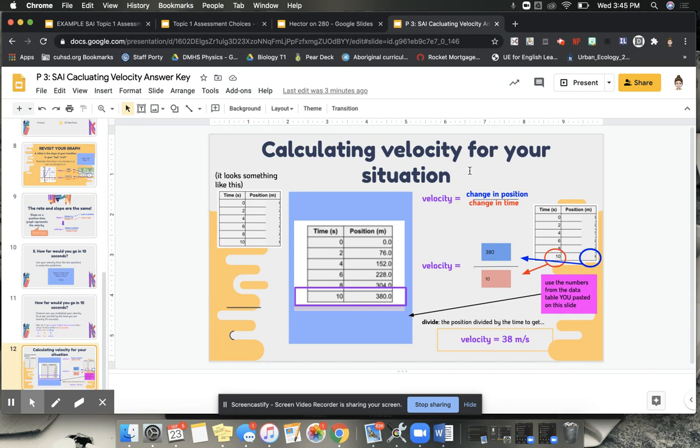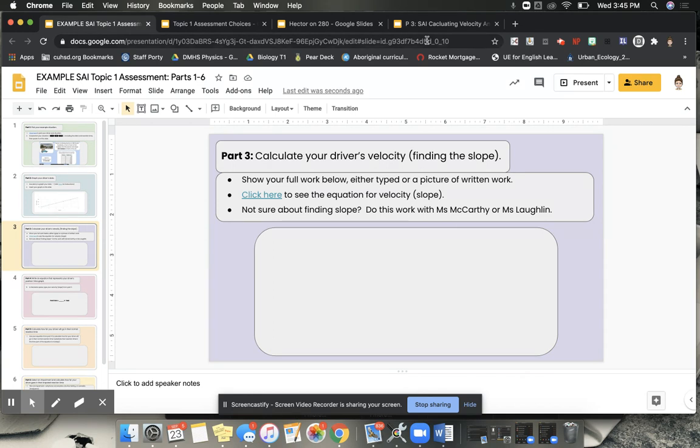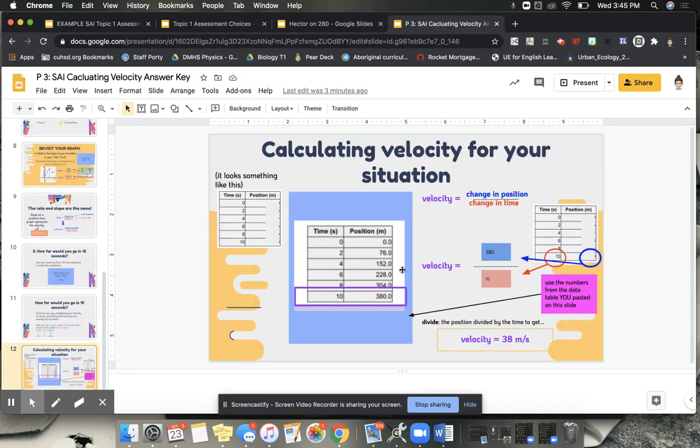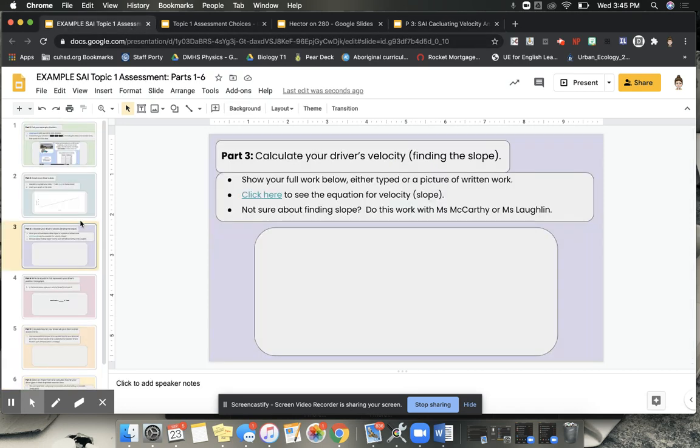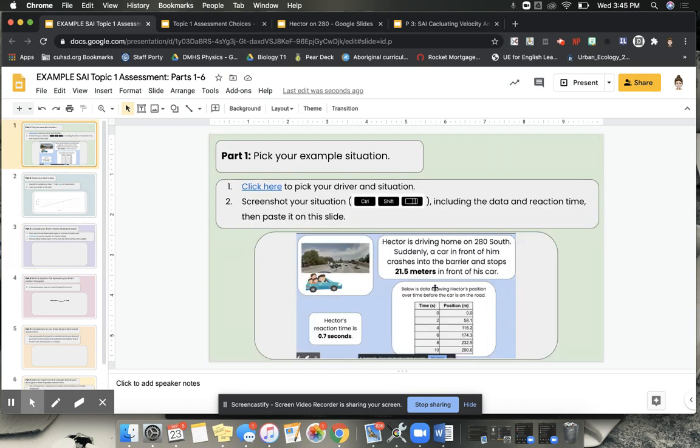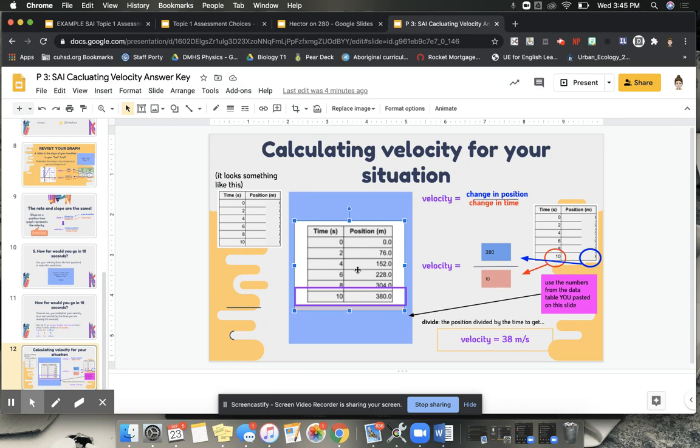Slide 12 is where we're calculating the velocity for our specific situation. I would like to note that this data table that I worked with on this slide is different than the example that I'm presenting to you here in this video. However, the process is the same. You're going to screenshot your data table from your part 1. So if I was doing this again, I would screenshot this data table. I'm going to put it here.